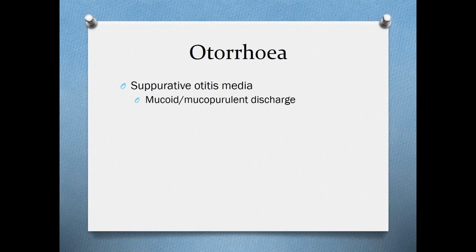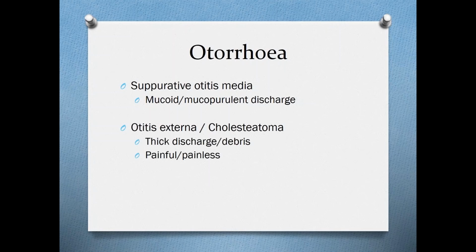Otorrhea, suppurative otitis media causing mucoid, pulsatile, mucopurulent discharge. That's a pretty common and easy thing to pick up. But thicker discharge or debris within the ear canal could be from otitis externa, but also cholesteatoma right up top near the roof of the tympanic membrane, and that is an important thing to pick. And it can be painful or painless. Cholesteatoma is generally painless unless there's an intracranial complication.